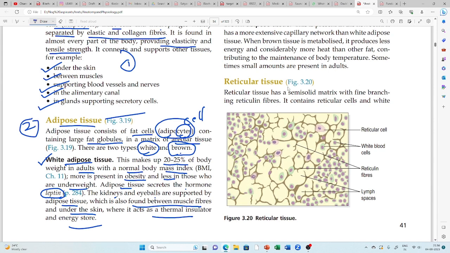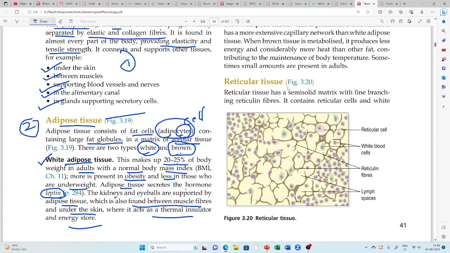Other than this, under the skin we can see it, where it acts as a temperature regulator or thermal insulator, and more than this it acts as an energy storing place. Energy storage, it is acting as an energy store. This is white adipose tissue. 20 to 25% of body weight is made by white adipose tissue, and it is more in obese people and less in underweight people.